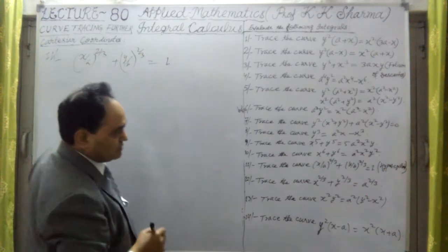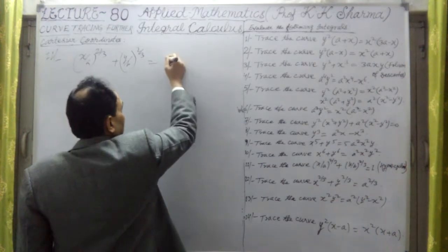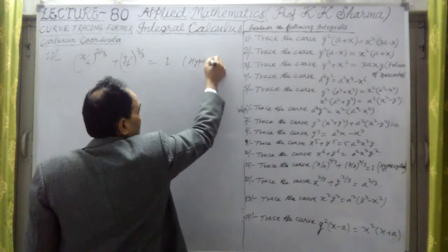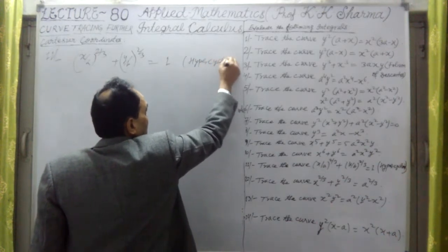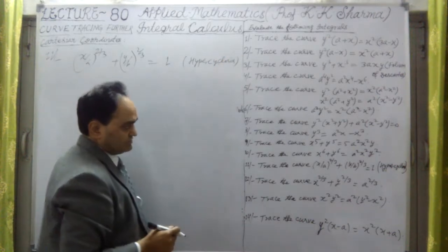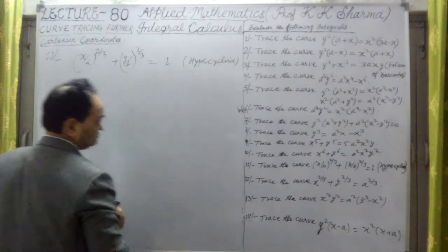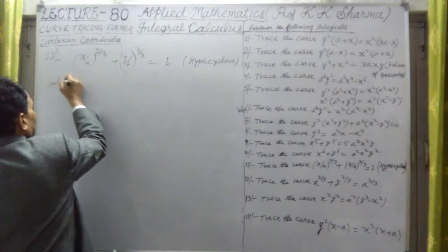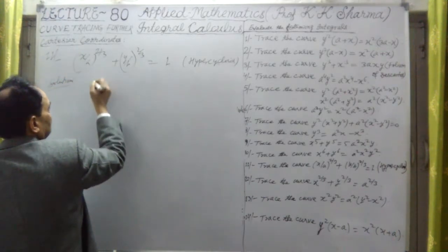It's known as the hypocycloid. Okay, this is the shape of the hypocycloid. Now, let me find out whether it is symmetric to both the axes, because the powers of x and y are both even here.